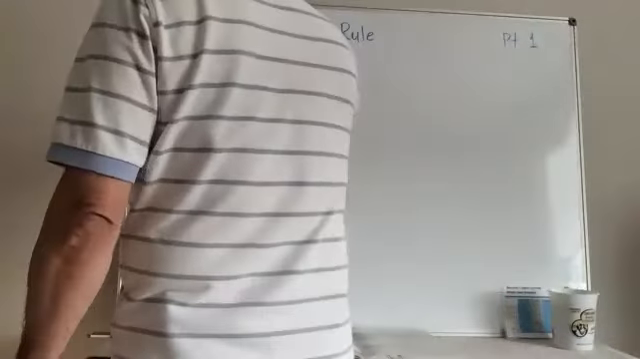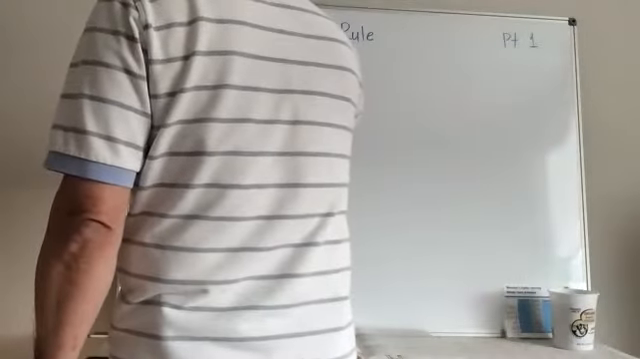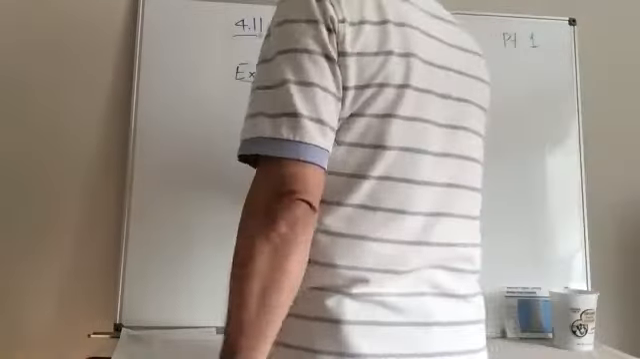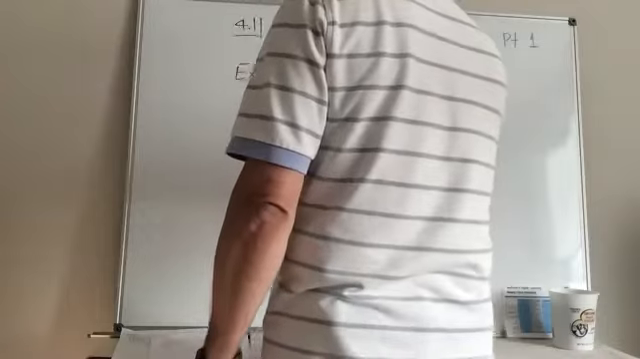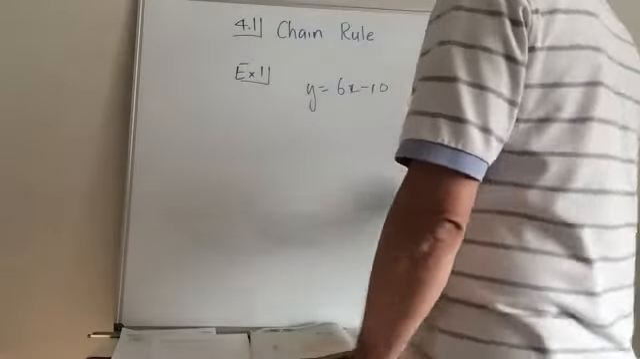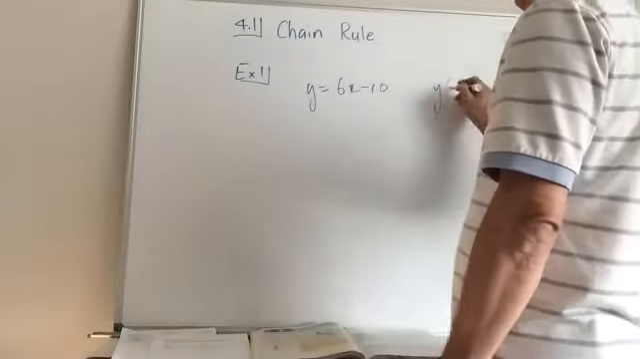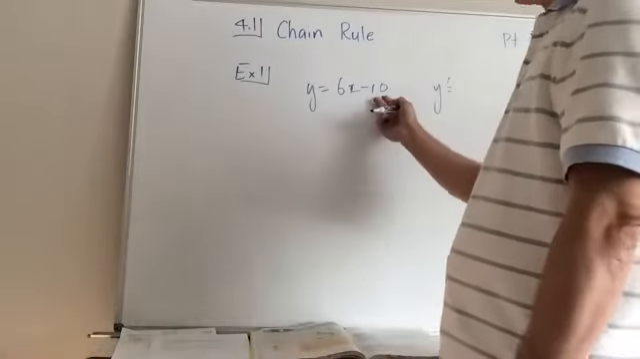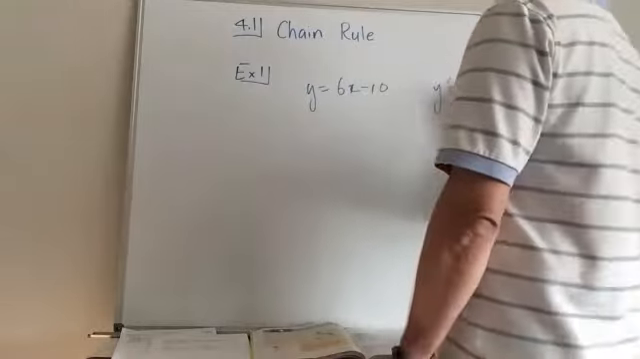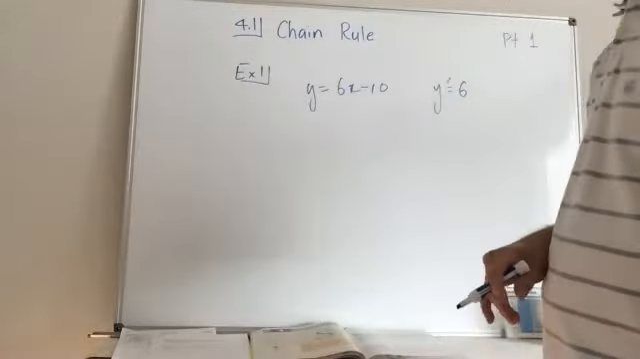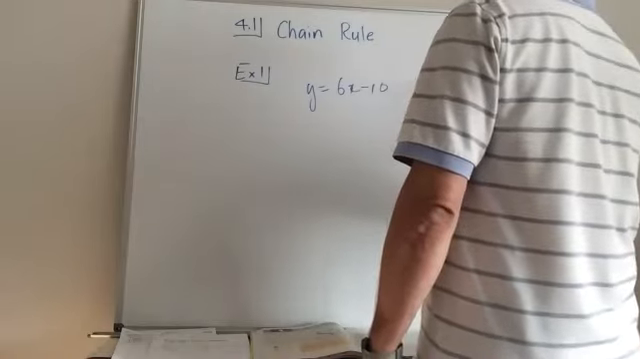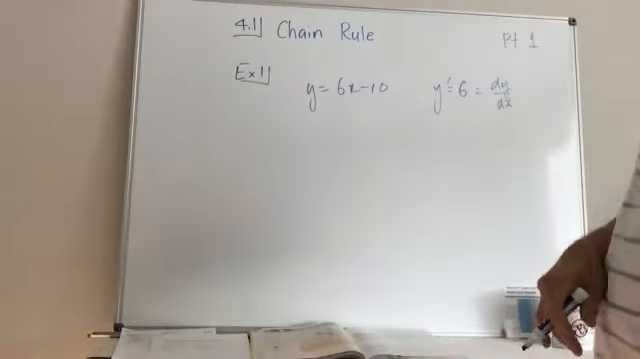Example number 1 says, if I ask you for the derivative of y equals 6x minus 10, what's the derivative of this? This is pretty simple, right? The negative 10 goes away, so all I have left is 6. So the derivative is 6. Basically, dy/dx is 6.